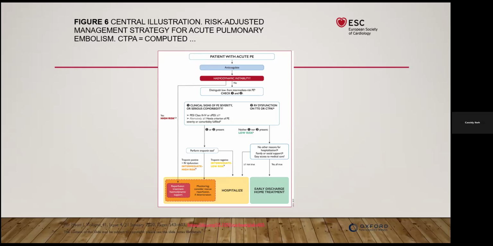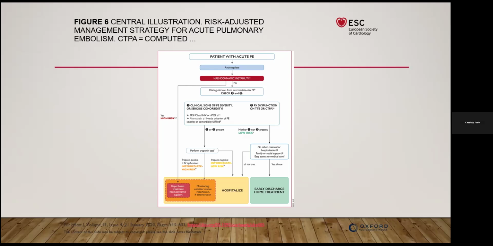If there is none, then you want to distinguish low from intermediate risk. You do this using the clinical signs of PE severity or serious comorbidity. This is where you apply your pulmonary embolism severity index. If the class is between 3 and 4, then you may want to perform a troponin test. If it is positive, with presence of right ventricular dysfunction, you can classify that patient as intermediate high risk. If the troponin test is negative, then that's intermediate low risk. For low risk, after you've assessed the clinical signs of PE severity and right ventricular dysfunction on the echo, when neither of these is present, then that is low risk.